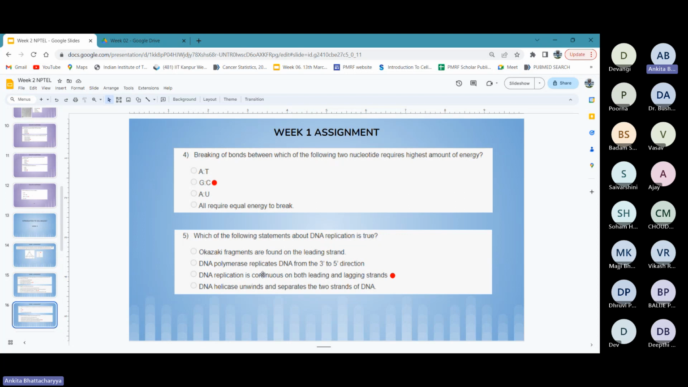In question 5, we were asked which of the following statements about DNA replication is true. So first was that Okazaki fragments are found on the leading strand. We know for a fact that this is false because Okazaki fragments are a feature of the lagging strand because of the direction in which DNA polymerase is capable of moving, which is why it is not able to perform continuous DNA synthesis, and instead only short stretches of DNA can be synthesized at a time.